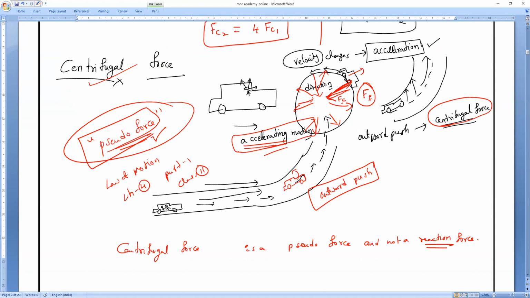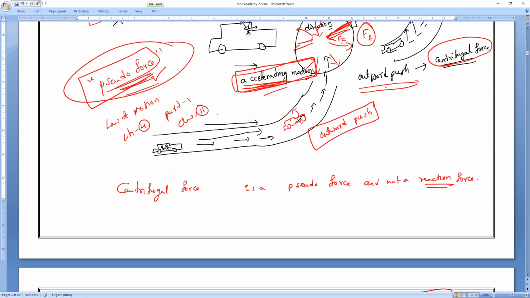It is happening because of what? Because of our body, our car or our bus, whatever it is, accelerating motion. We experience it like somebody is pushing us away, an outward push. But actually nobody is there. That is why it is called a pseudo force. It is not the reaction of any kind of force. That is very, very important. It is not the reaction force. Understand, all of you?